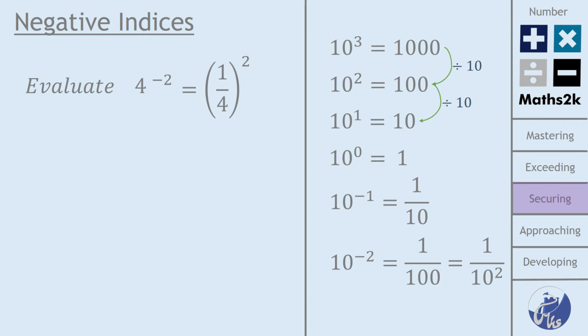So instead of negative 2, I now have positive 2. And if I take a quarter and square it, then that would be 1 squared over 4 squared, which would leave me with 1/16. And that would be my final answer for this one.